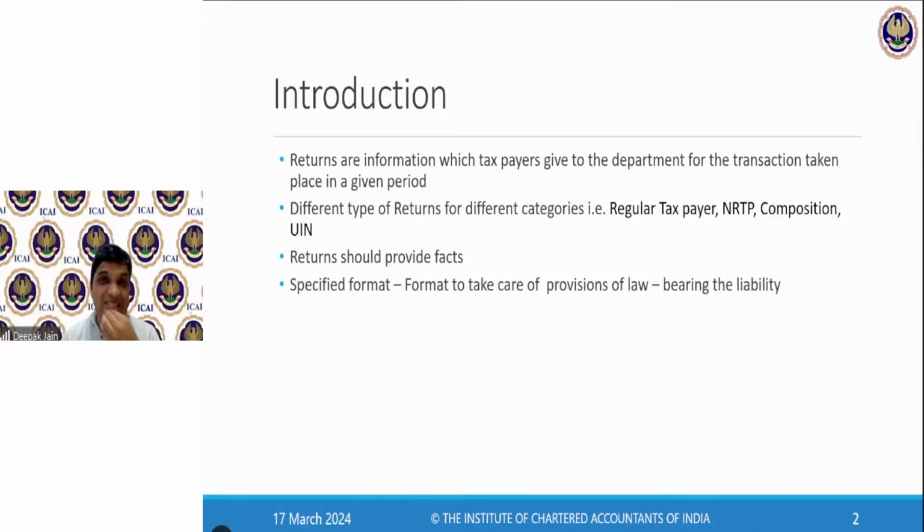Then, returns should be in a specified format. Unlike accounts and invoices, which are not required to be in any specified format but should have specified details, which is sufficient, returns are not such.